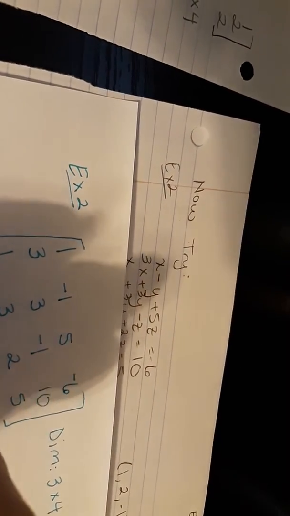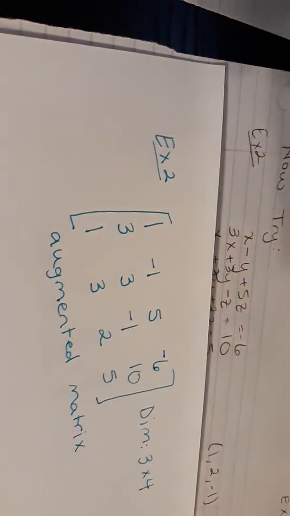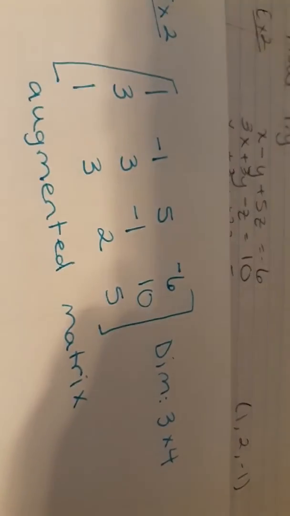Again, this is called the augmented matrix. Augmented kind of means put together. The dimensions are 3 by 4, 3 rows, 4 columns. So let's put that in the calculator.